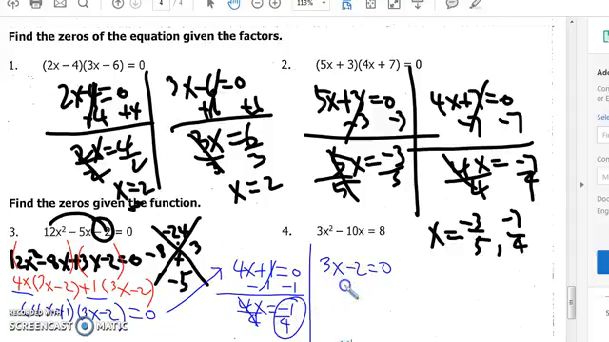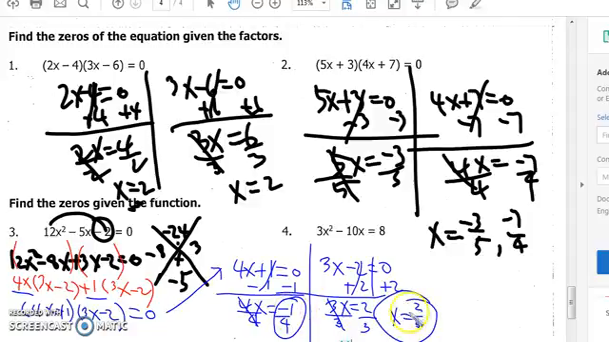Let's do the second x value. Add 2 on each side. 3x equals 2, divided by 3. x equals 2 over 3. So these are the answers for the x, which is called the roots.